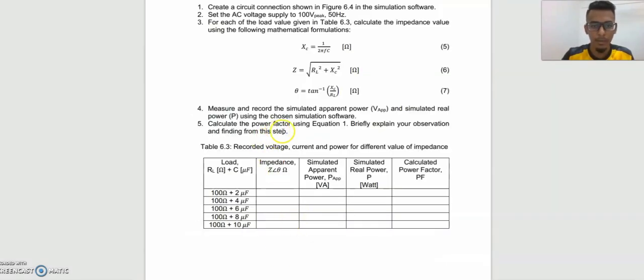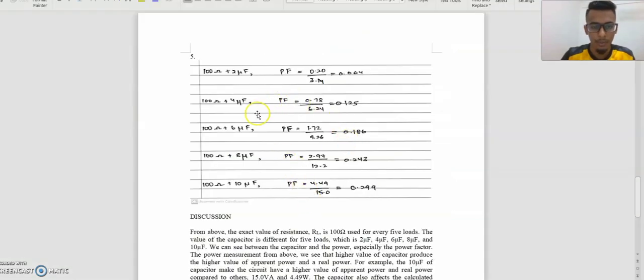Calculate the power factors using equation 1. Briefly explain your observation and finding from this step. So this is the solution. 100 ohm plus 2 micro F. So PF equals 0.20 divided by 3.19 equals 0.064. So we must do this for all of them, like this.